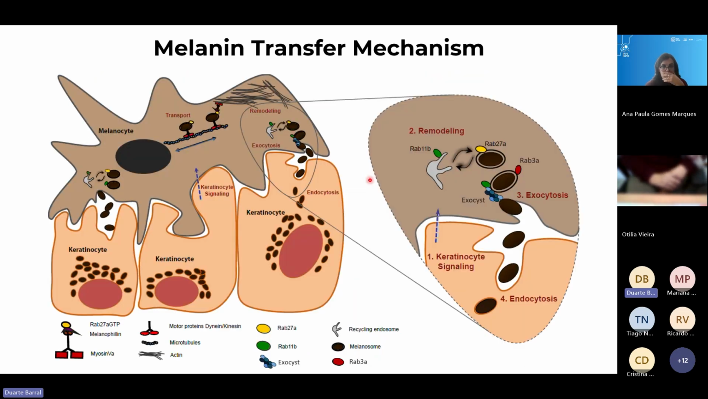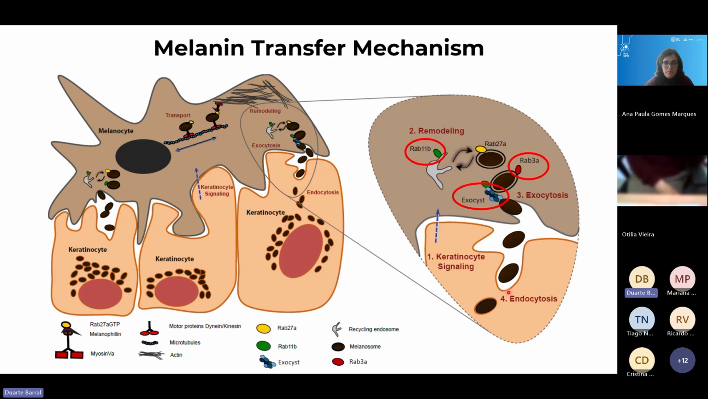Using this 2D model, which was, as I said, the workhorse for many years, we found several of the proteins. We characterized this machinery. I'm not showing the results because this is published. Several of these proteins are required for melanin secretion. And then we also found proteins required for melanin uptake using this 2D system.